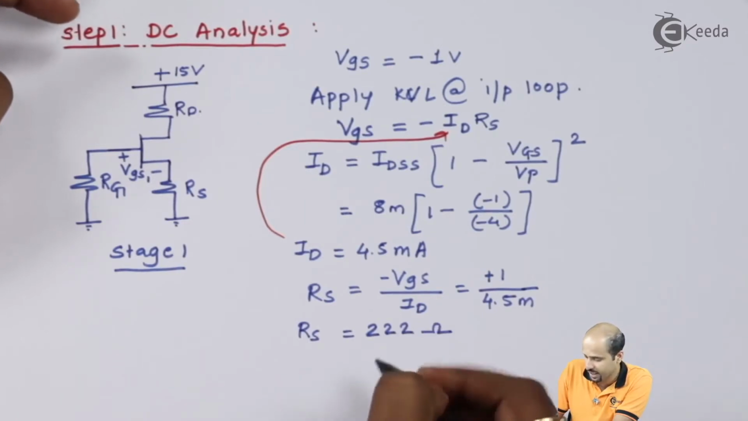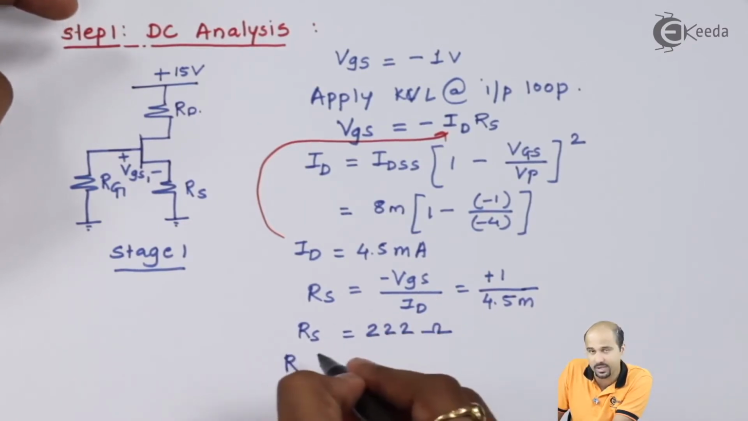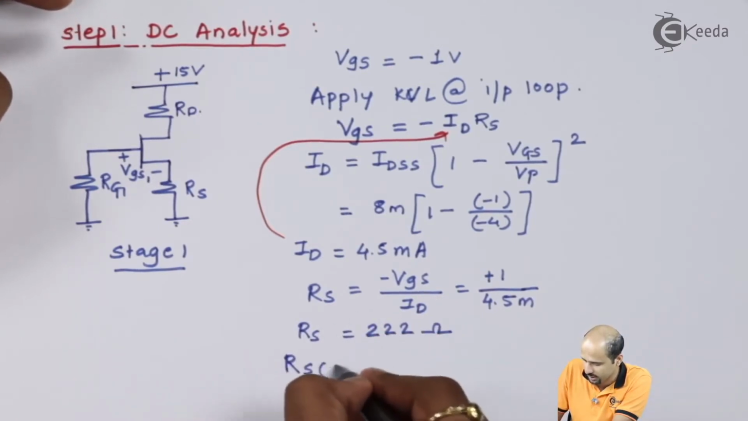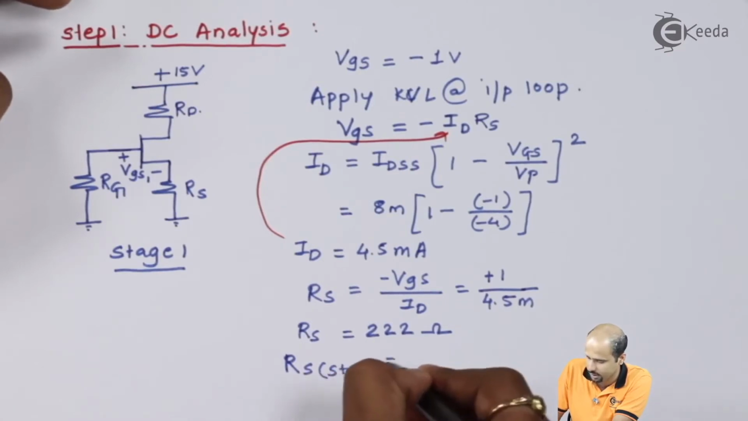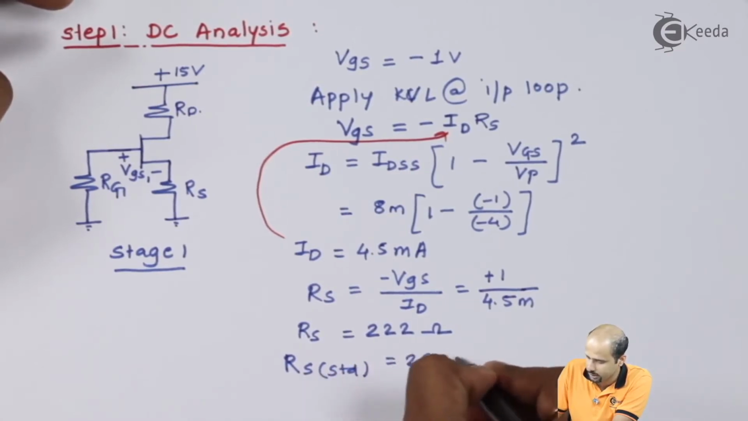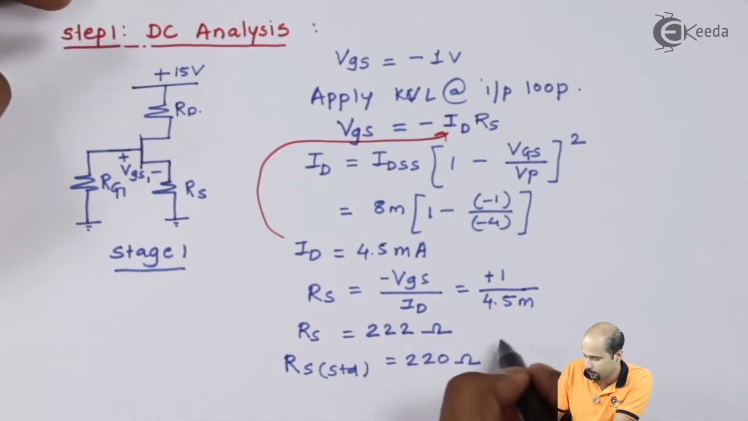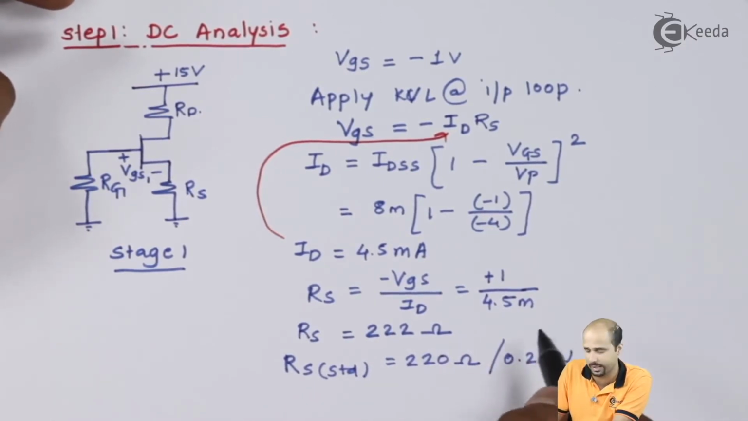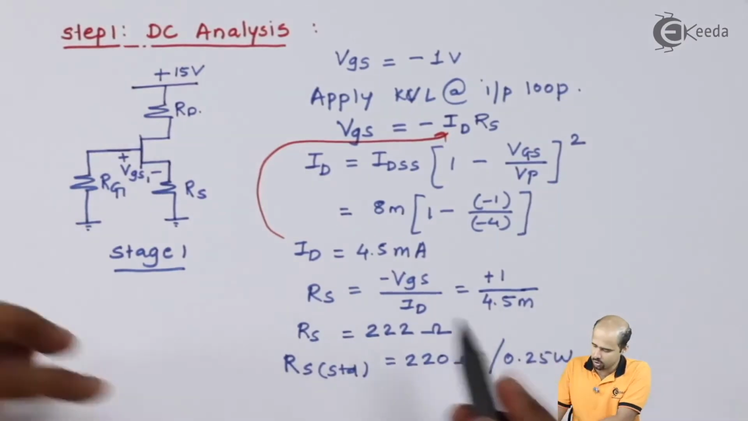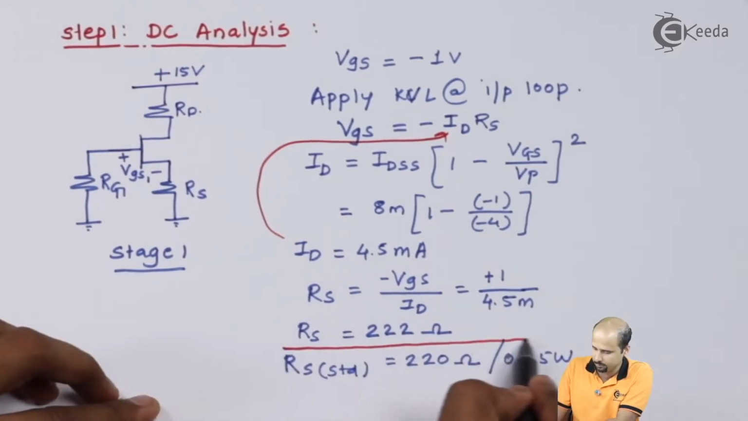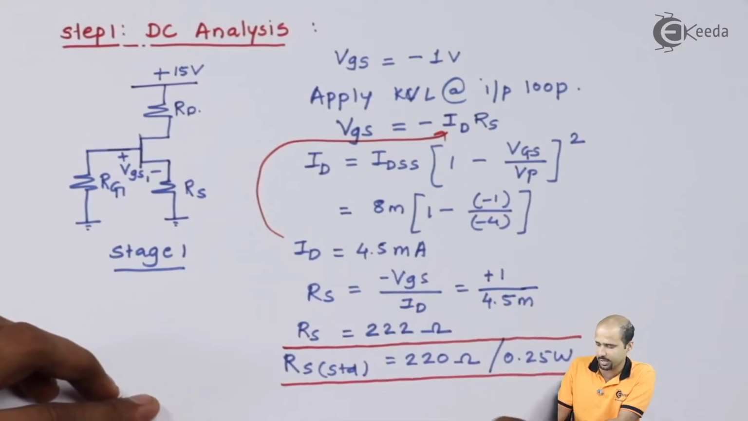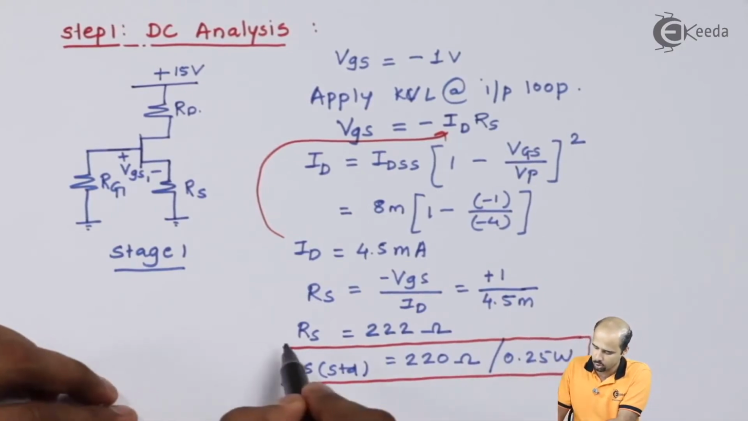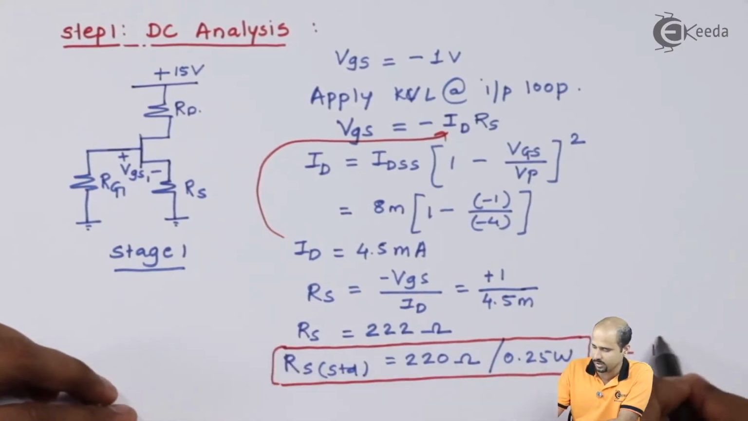Right? We have to take it on the lower side. If we want to design the value of RS, then its standard value will become 220 ohm with 0.25 watt power rating. All these standard resistance values are available in the market. So we'll take this as our first finding.